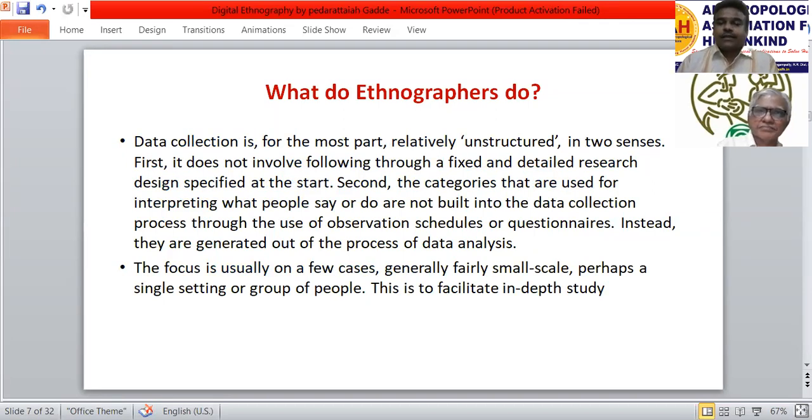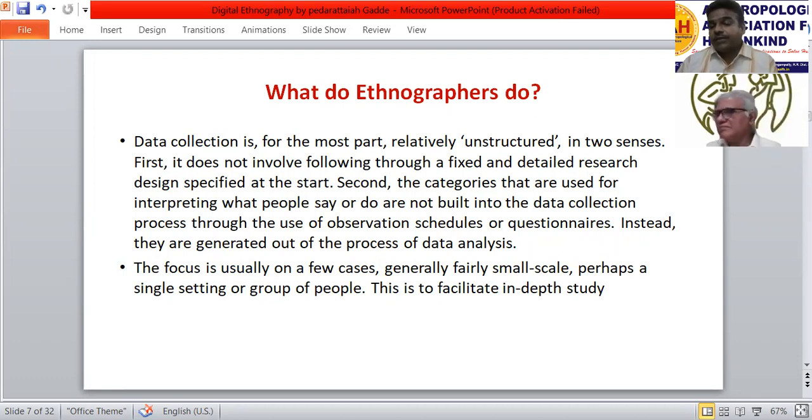For ethnographers, the data collection is for the most part relatively unstructured in two senses. First, it does not involve following through a fixed and detailed research design specified at the start. Second, the categories that are used for interpreting what people say or do are not built into the data collection process through the use of observation schedules or questionnaires. Instead, they are derived out of the process of data analysis.